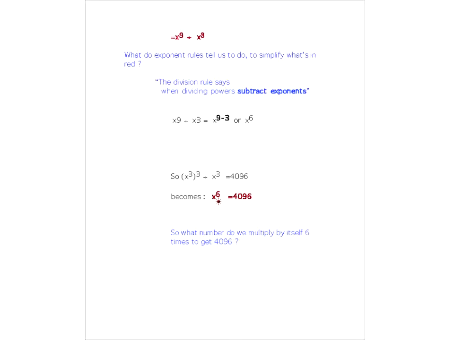So again, now we're going to plug in some numbers, try out 3, or 2 or whatever, multiply it 6 times, see if you get 4,096. If not, try another number. Okay? So does that kind of make sense?